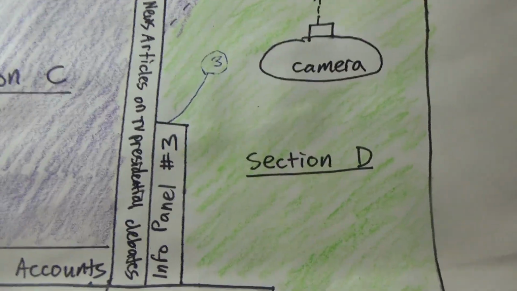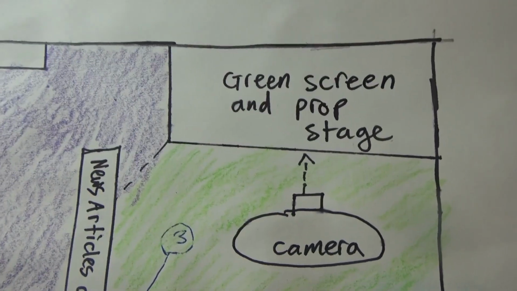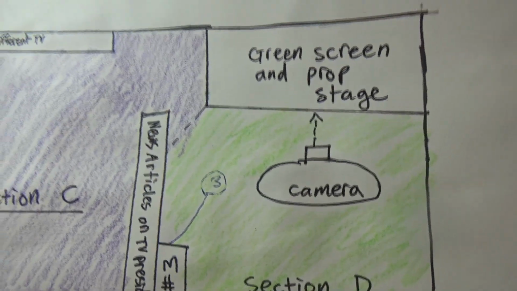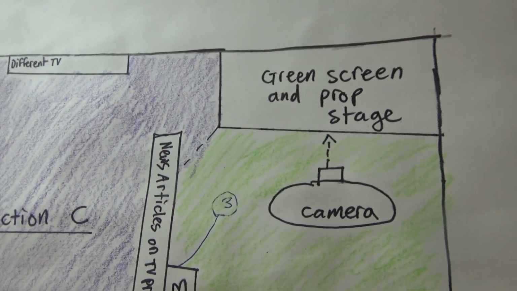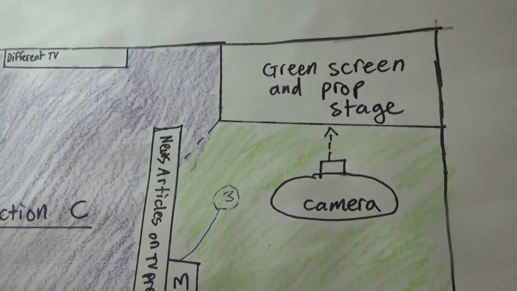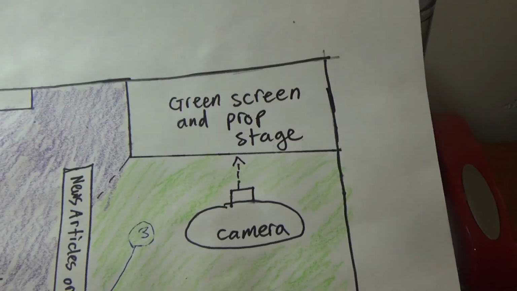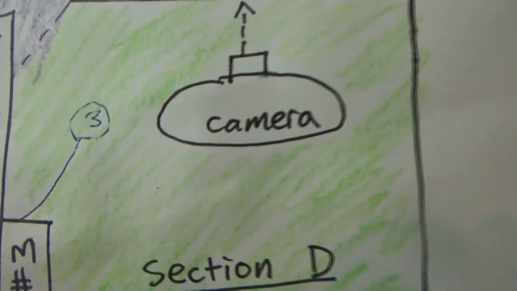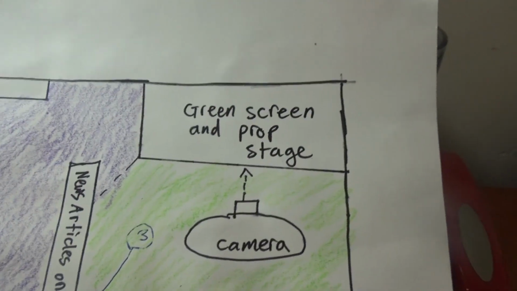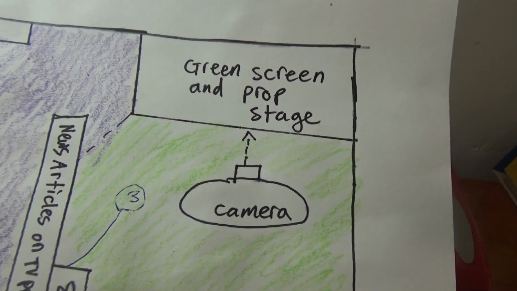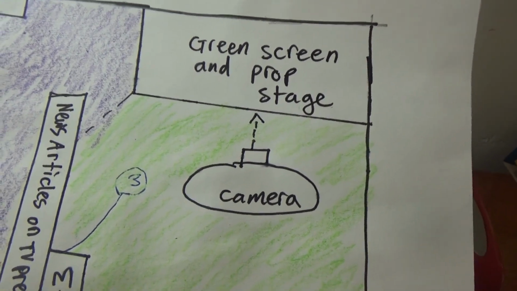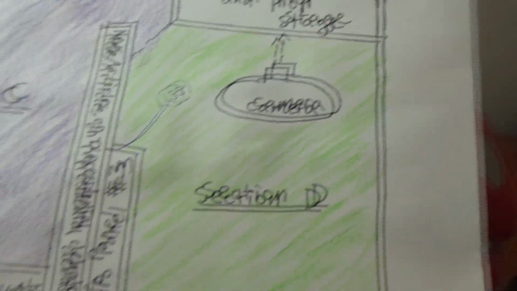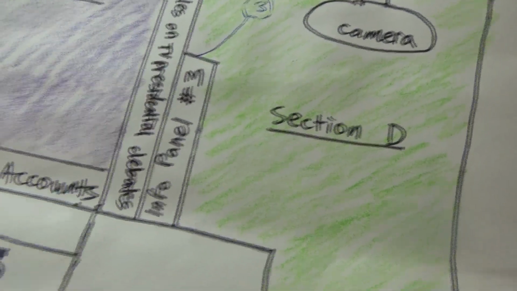And finally, we'll have section D, where there's going to be a camera and a green screen and prop stage where people who visit the exhibit can go and actually create their own scenes from famous movies back in the day, where there will be props on the stage. However, it'll be a giant green screen where they can literally put a coin into the camera and make a certain clip of them doing something, and it'll show them how they would look in a 1950s movie, just from the film quality. And this is section D.